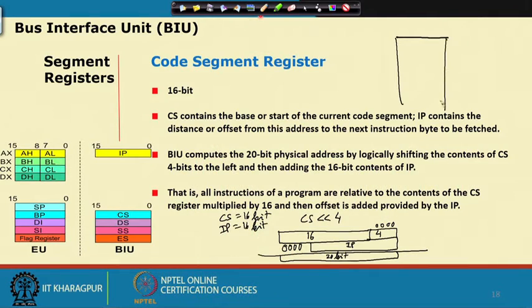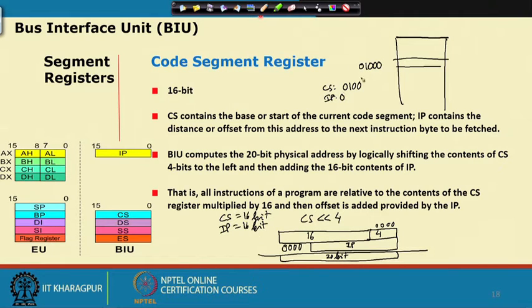While actually running the program, the CS will be left shifted by 4 bits. What I mean is, suppose this program is loaded starting at memory location 0 1 0 0 0, which is a 20-bit address. The program is starting from this address. For this purpose the CS register should be loaded with the pattern 0 1 0 0, and the IP register is initially 0.